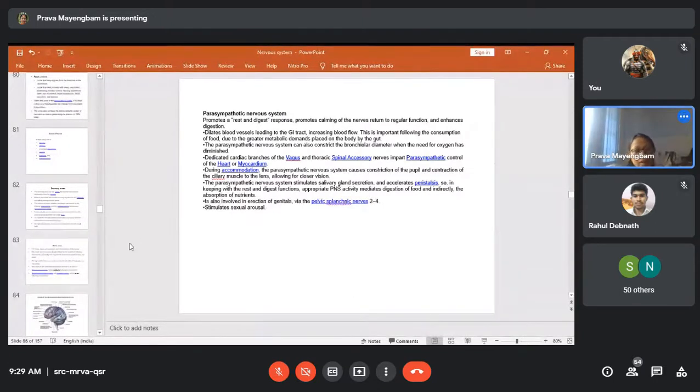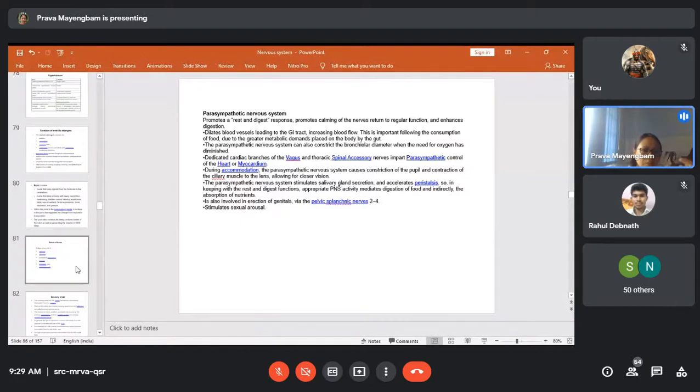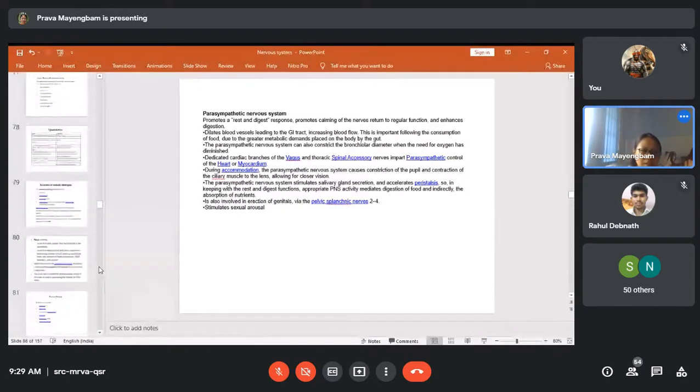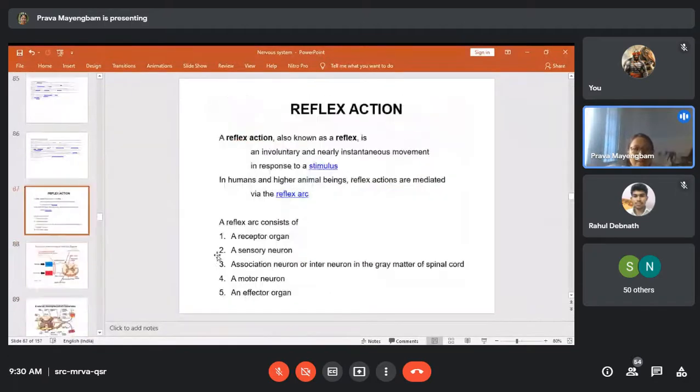From here, I want to move to the reflex action. So we have discussed the medulla oblongata, pons, and the cerebral cortex. In the cerebral cortex, the sensory area and motor area. Okay, then come to the next. That is reflex action.